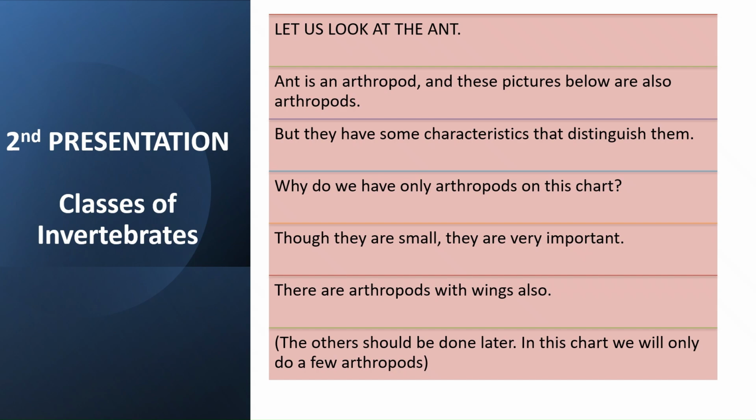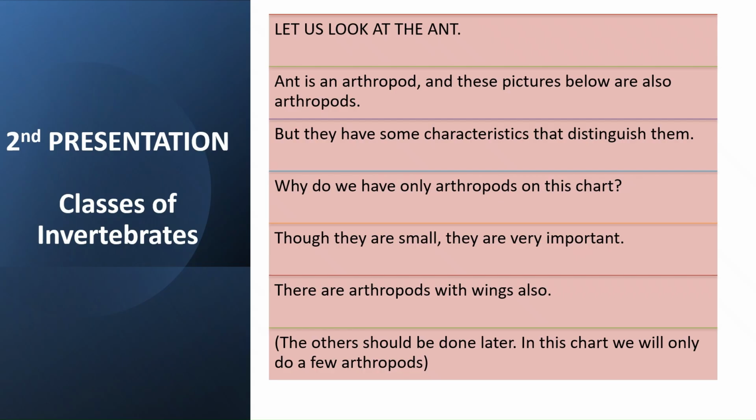Now the second presentation is where we present the classes of invertebrates. So here we are looking at the ant. The children can research the other invertebrates. Ant is an arthropod, and these pictures below are also arthropods, but they have some characteristics that distinguish them.